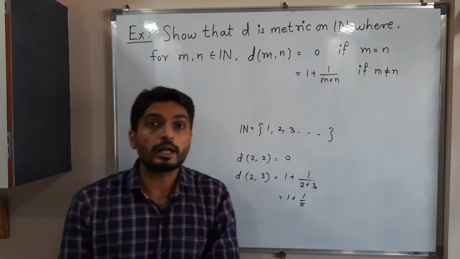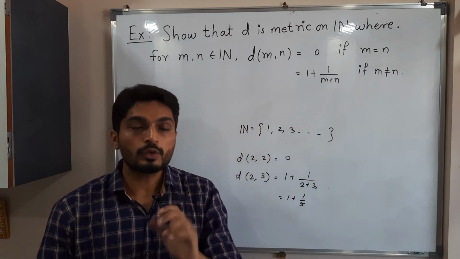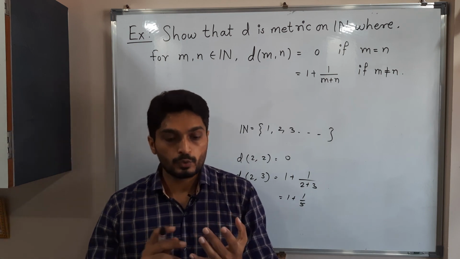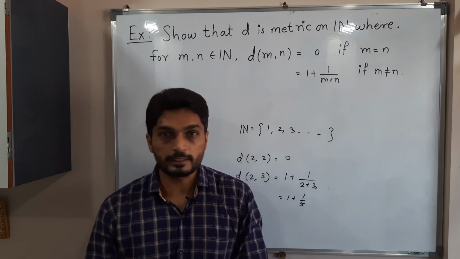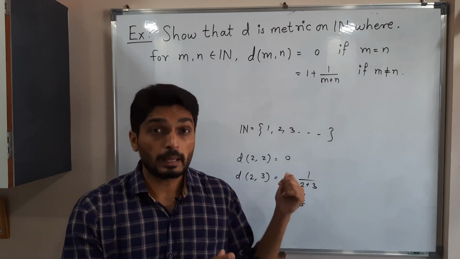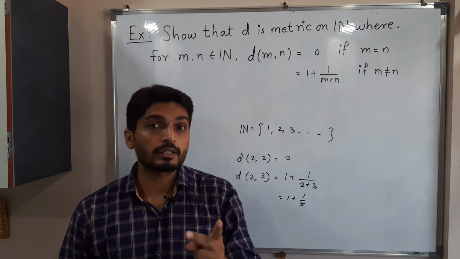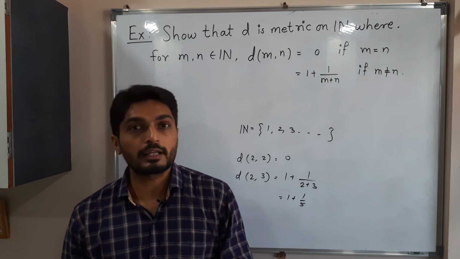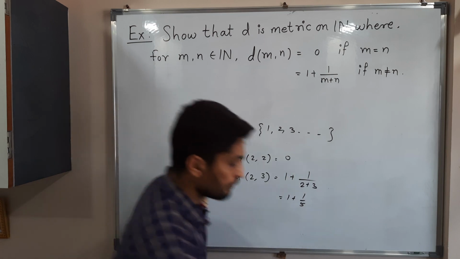And we have to prove that it is a metric. How to prove that it is a metric? It should satisfy four conditions. The first condition is that it should be greater than or equal to 0. Second condition, equal to 0 if and only if m is equal to n. Then d of n comma m should be the same as d of m comma n, symmetry. And the last one is the triangle inequality. So let us start.